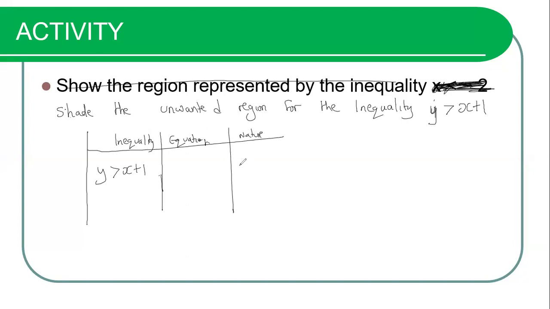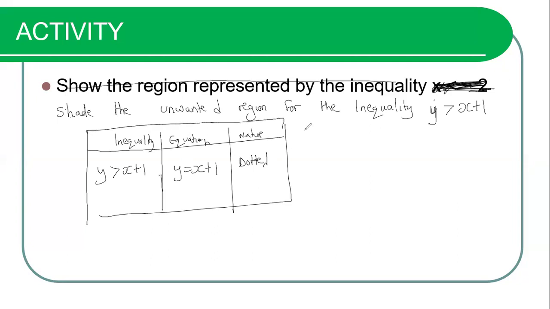Members, what is the nature of our line? It is dotted. And what is our equation? Y is equal to x plus 1. Okay, good. So I'll write it like that.